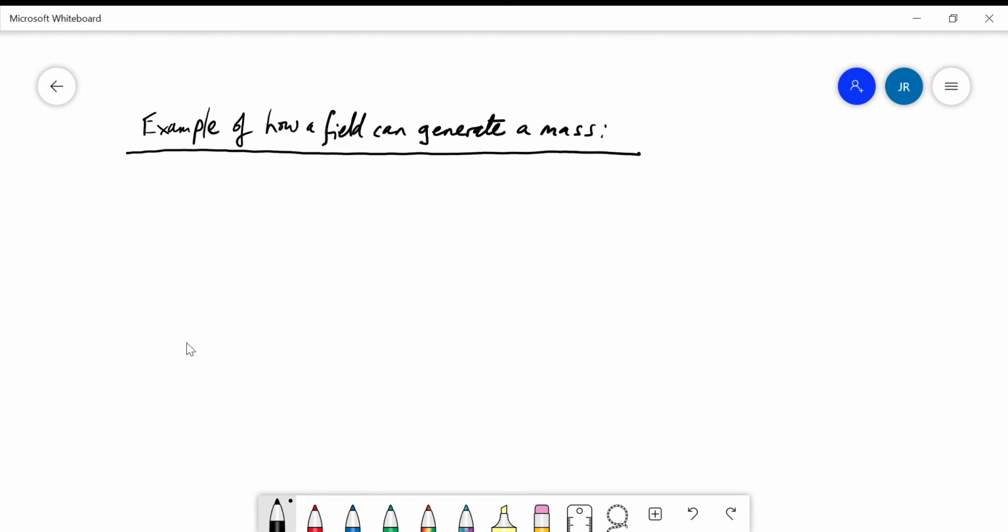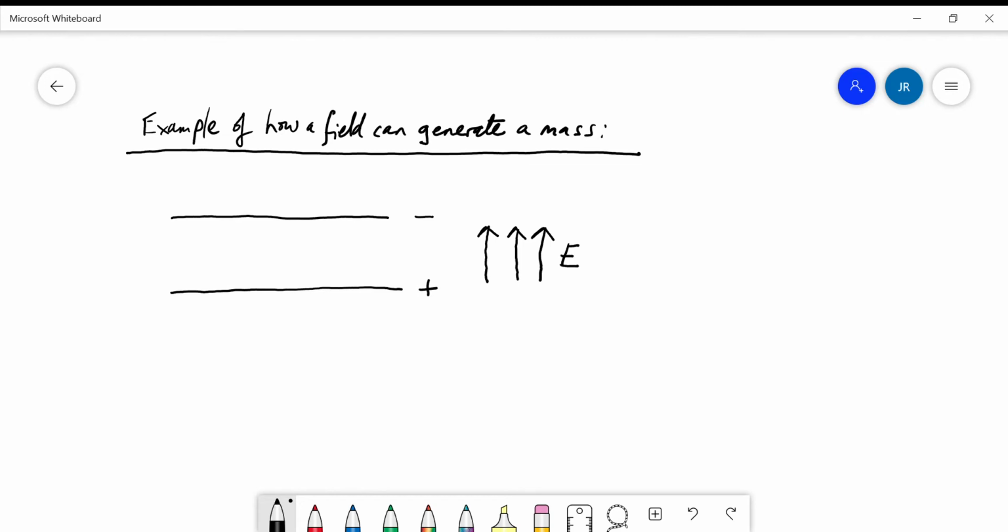Okay, so imagine an electric field. So we have two plates. Let's say we have a positive plate and a negative plate. So we have the electric field going from the positive plate to the negative plate in that direction. So here's our electric field. Okay, and let's say we put test particles in this. Let's do the test particles in red.